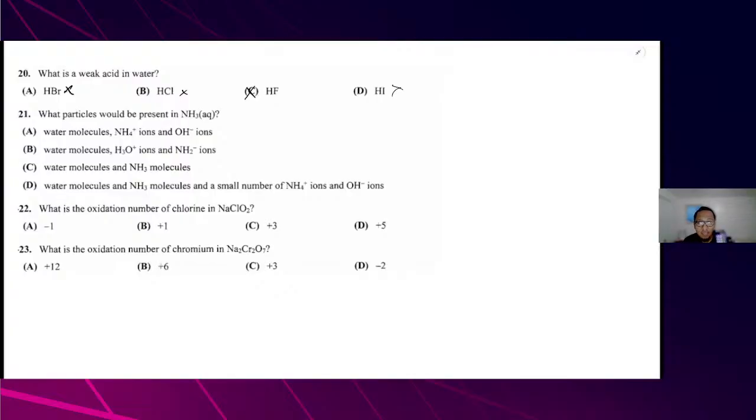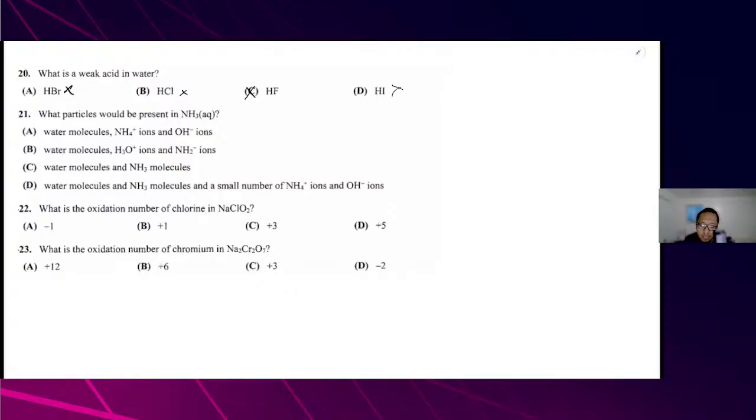Hydrofluoric acid is different, even though it's a halogen acid, right? HF is weak because of strong hydrogen bonding. It only partially dissociates. So it will be C for the answer.